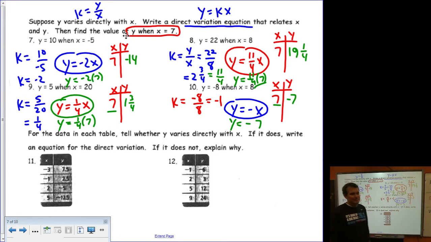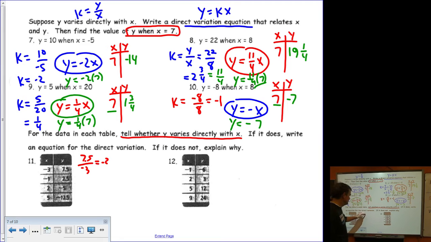All right, number 11. I want to figure out if, in the table, y varies directly with x. So to figure that out, I'm going to check the ratio y over x and see if it's constant. In direct variation, y over x is constant for every ordered pair. So in this case, I have 7.5 over -3. That equals -2.5. I have -2.5 over 1. That equals -2.5.